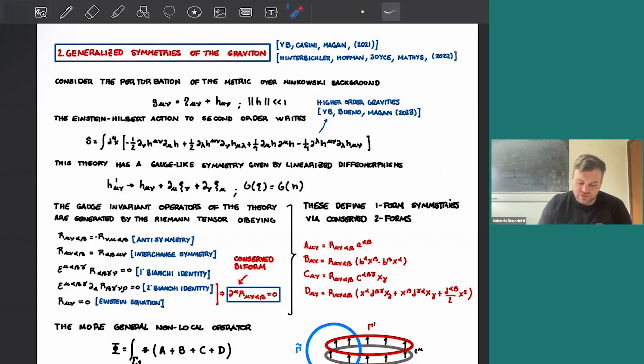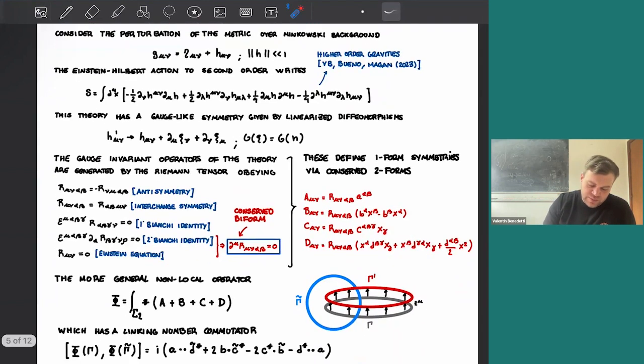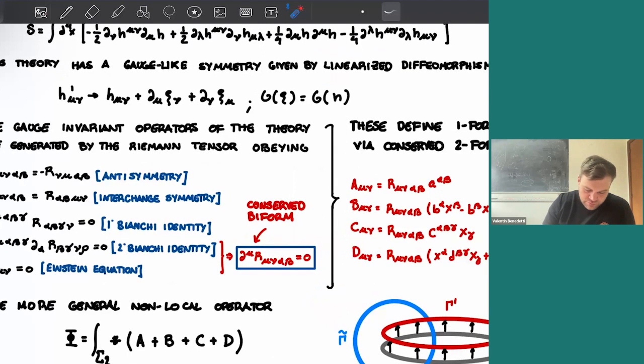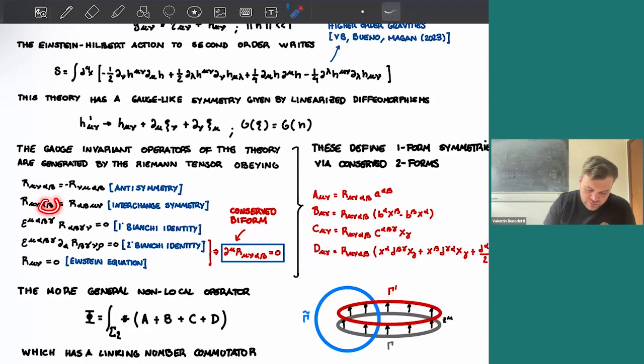A good question here is which one is the gauge-invariant operator? That operator is essentially the Riemann tensor, the only one, along with combinations of linear tensors, actually. It satisfies all these properties: it is antisymmetric in the first two indices and the second two indices. It has an interchange symmetry, namely I can interchange these two indices with these two indices. And it satisfies the first Bianchi identity, which is this one here, and the second Bianchi identity.